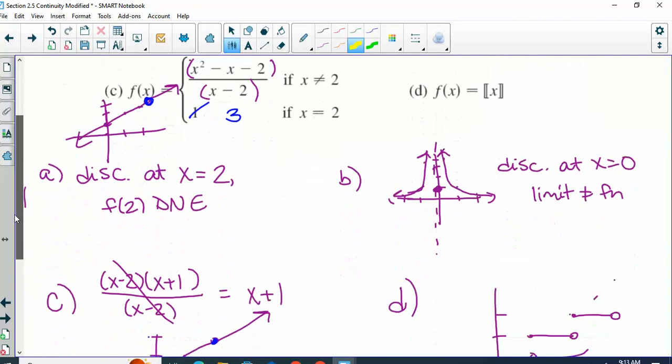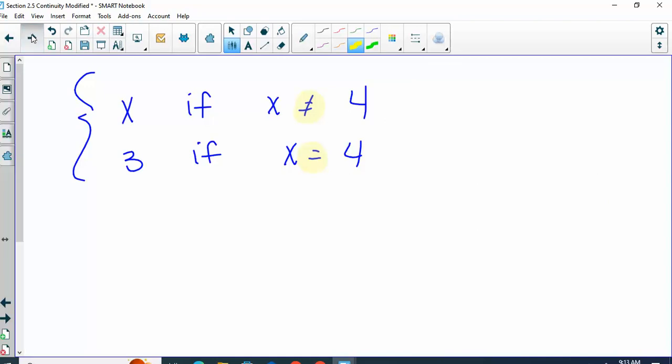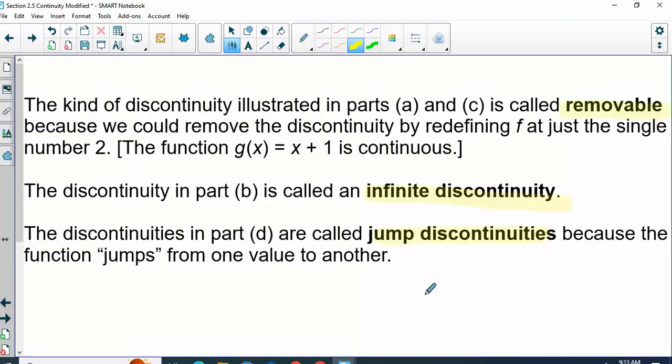The final type is a jump discontinuity. That typically happens on the piecewise functions, where one piece is a greater than and the other piece is a less than. That's when you are physically just picking up your pencil and jumping to the next piece. Okay, so 3 different types of discontinuity: removable, infinite, and jump. Any questions about those?